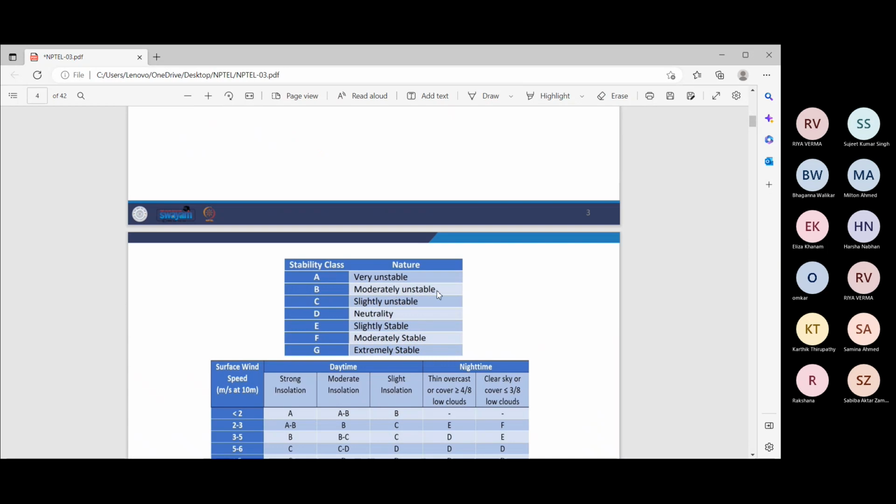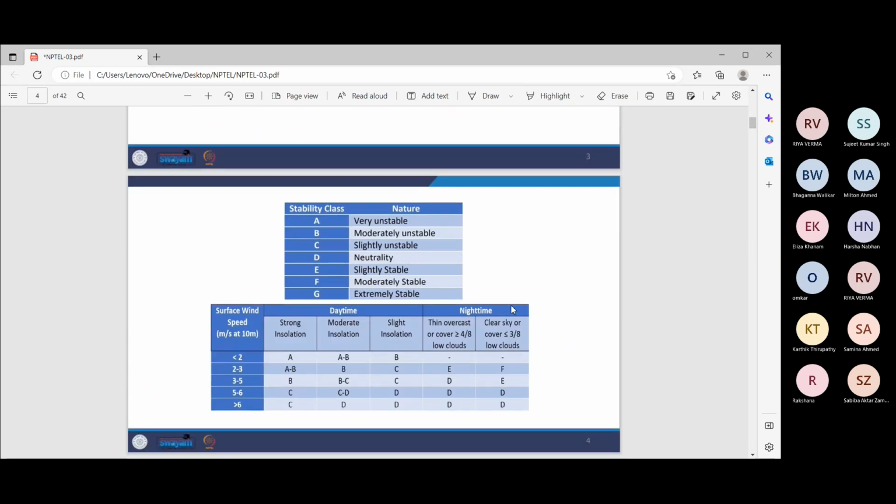Apart from this, there are some other factors as well. How do we consider which kind of stability classification is there? It depends on what time of the day we are considering, and also what kind of insolation is there, also the surface wind speed at the height of 10 meters from the ground. So when the wind speed is less than 2 and there is strong insolation, then the stability class will be A, that is very unstable. And similarly for moderate, it will be from A to B. For slight insolation, it will be B.